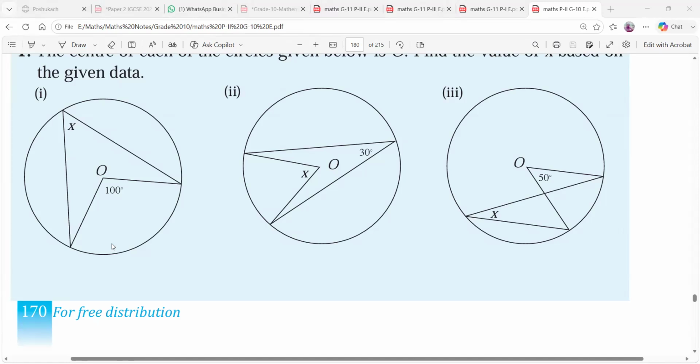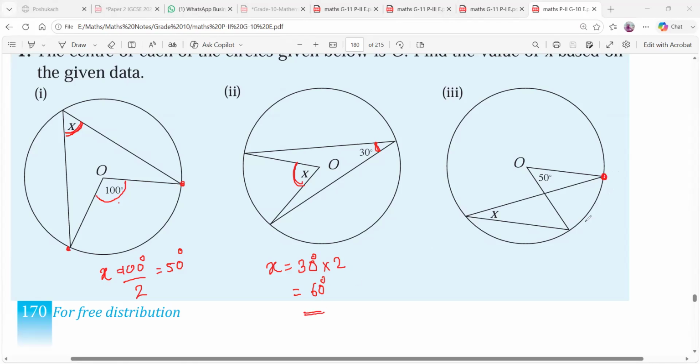Can you tell me the answers? Here is the angle at the circumference, and here is the angle at the center according to these two points. The angle at the center is 100, so the circumference angle is half: 100 divided by 2, which is 50 degrees. Here, if I consider the circumference angle, this one should be double. So x is 30 times 2, which is 60.